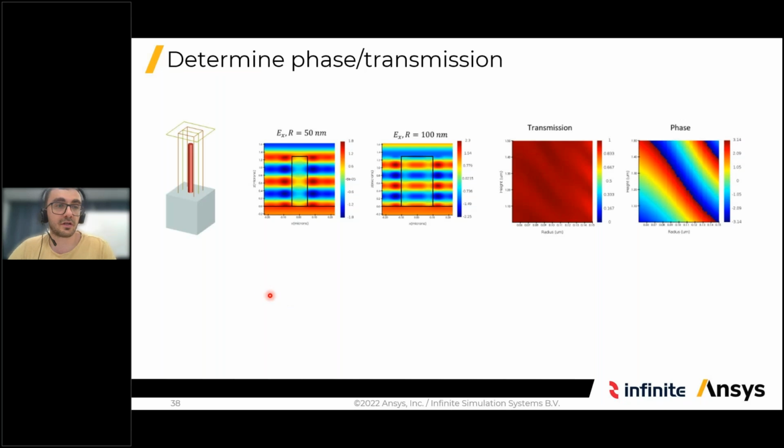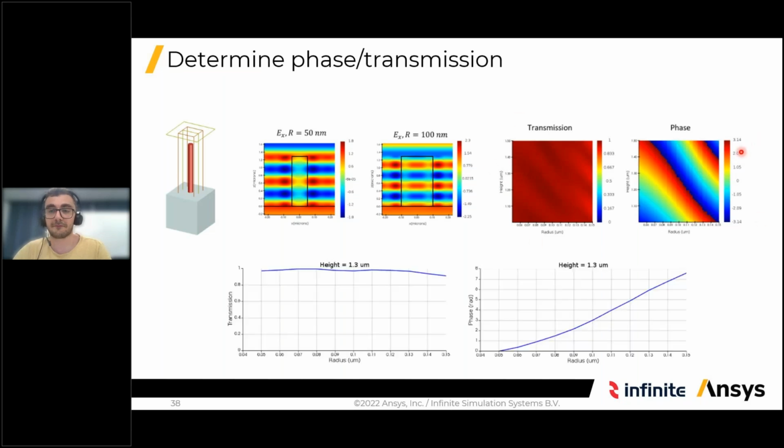What we first do in RCWA is a simulation of individual nanorods. We do this for different radiuses of the rods and different heights. We have done it here, as you can see. Then we are going to fix the height of the rods at 1.3 microns. Here we have the transmission of the nanorods, which is almost constant, and here we have the phase shift as a function of rod radius.